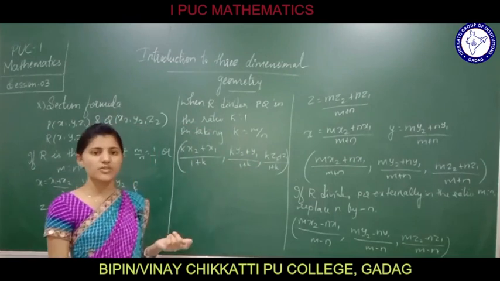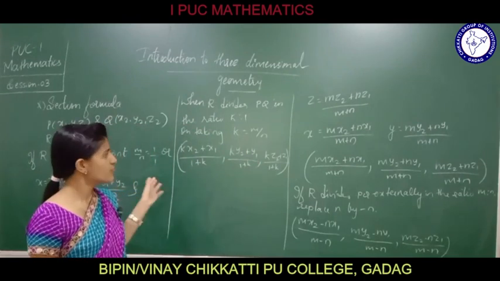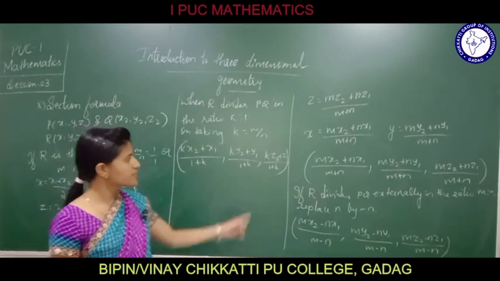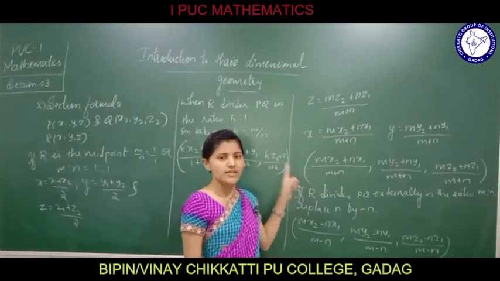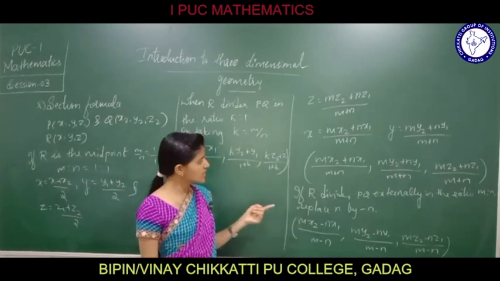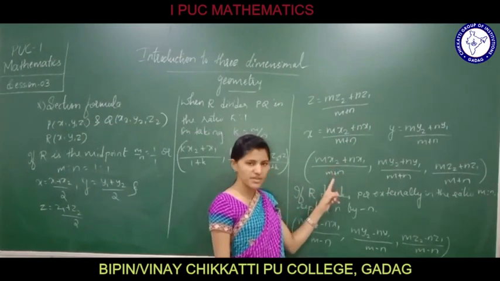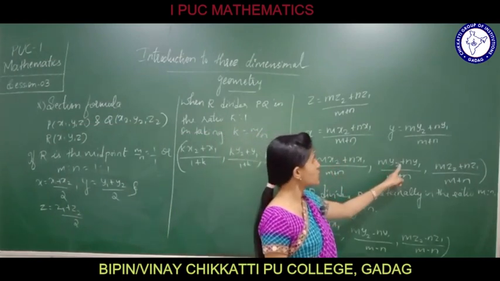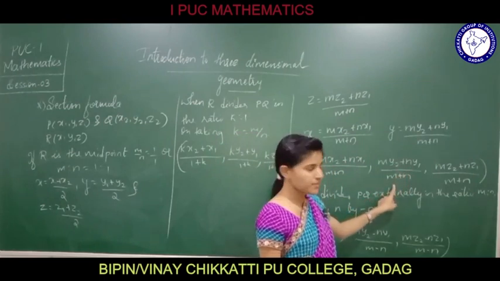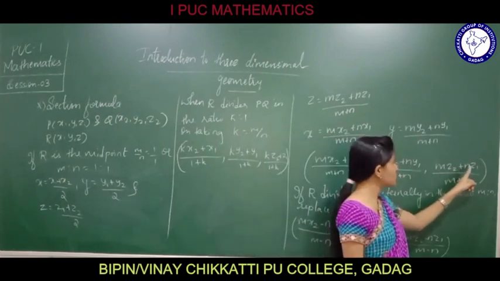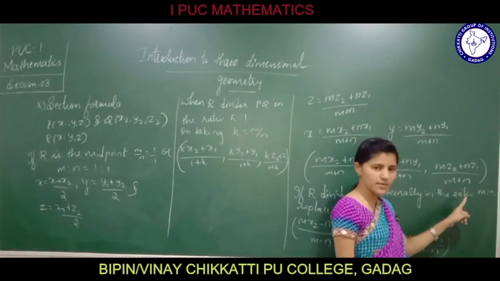So in the section formula, what all do we get? We get 4 different coordinate systems. That is, when R divides PQ internally, we are going to get m into x2 plus n into x1 divided by m plus n, m into y2 plus n into y1 divided by m plus n, and m into z2 plus n into z1 divided by m plus n.